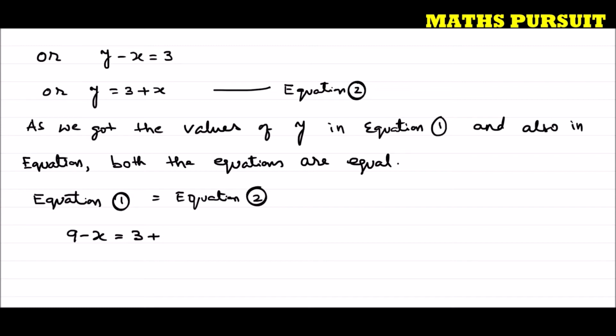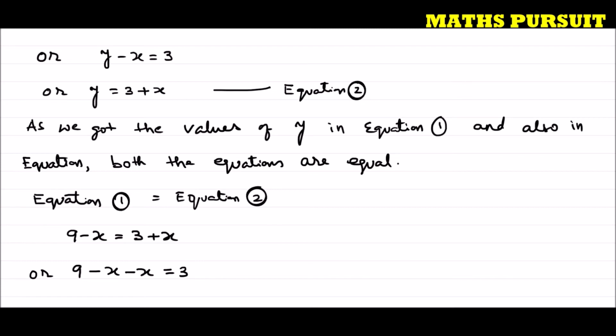In equation 2, the value of y is 3 plus x. In equation 1, the value of y is 9 minus x. So both the equations are equal. That means I can write 9 minus x is equal to 3 plus x.